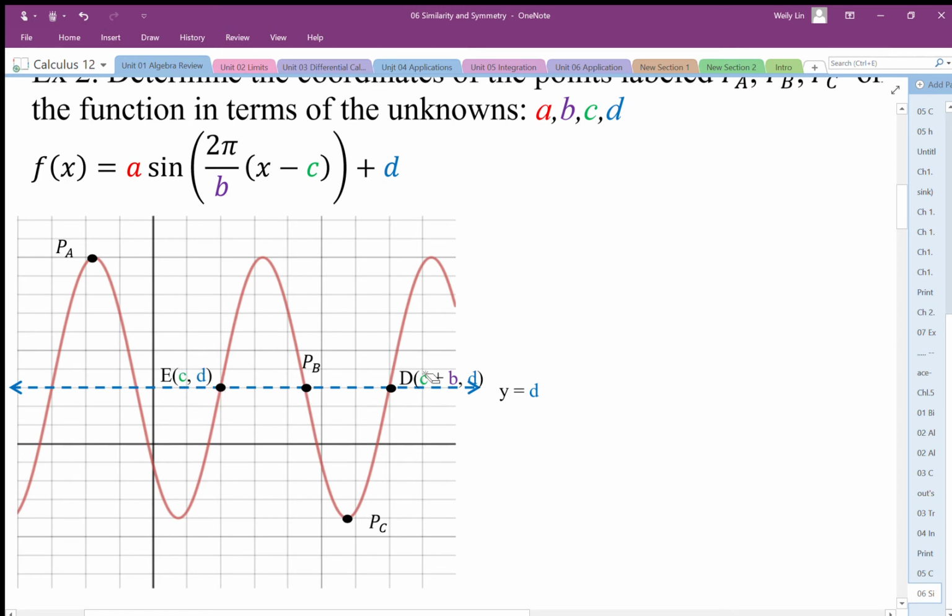So that's going to be (c, d) as our starting point on this graph. The reason we get this point as c plus b is because from here we're going to add one period to get one full cycle from E to D. Point A we have to find using some symmetry here. What kind of symmetry could we use?